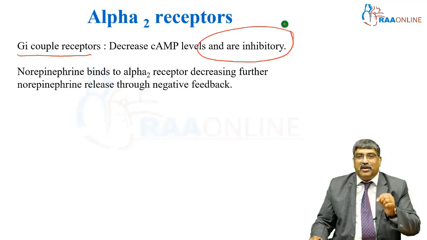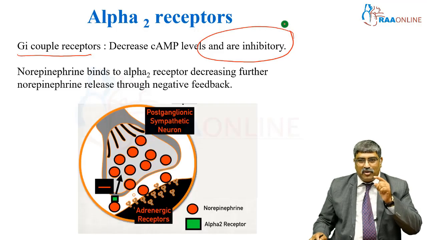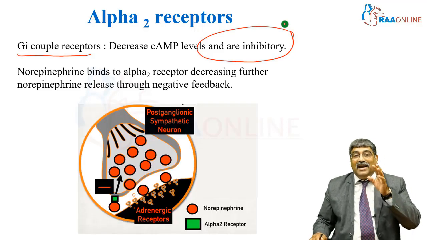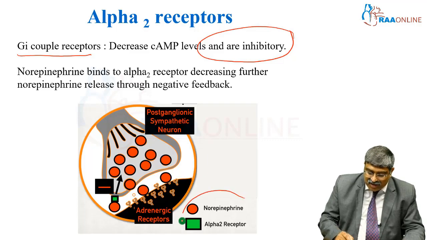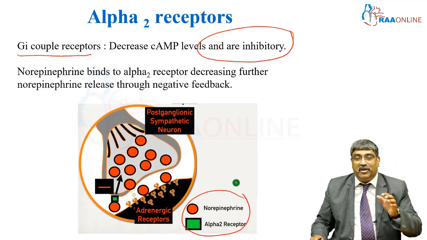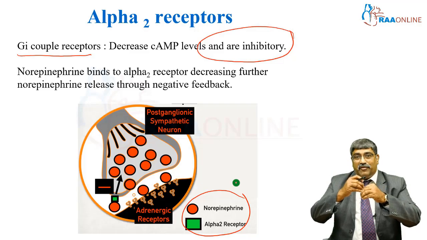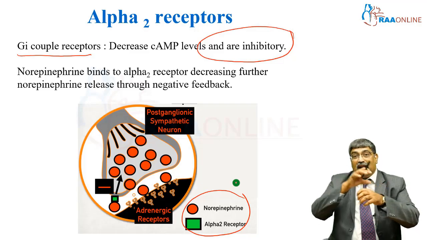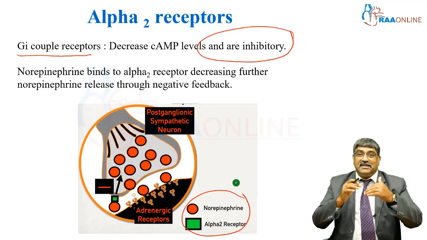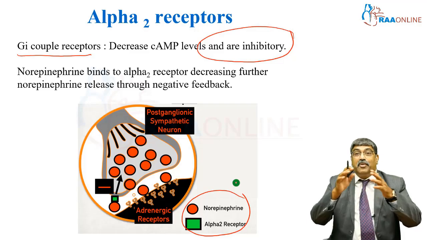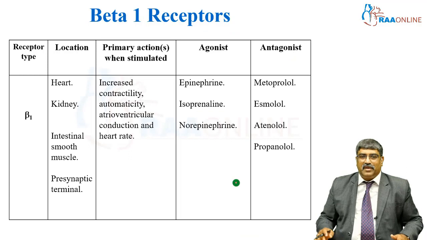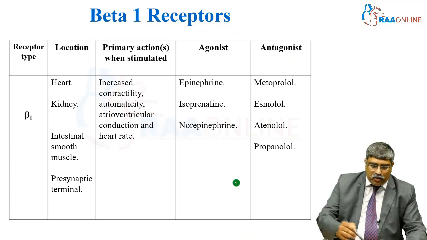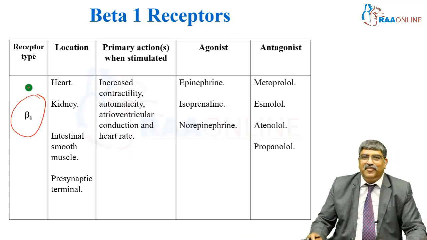The norepinephrine binds to alpha 2 receptor, and through negative feedback, it prevents the further release of norepinephrine. Norepinephrine binds to alpha 2, but it has to act through alpha 1. Here, it acts as a negative feedback and prevents further release of norepinephrine.